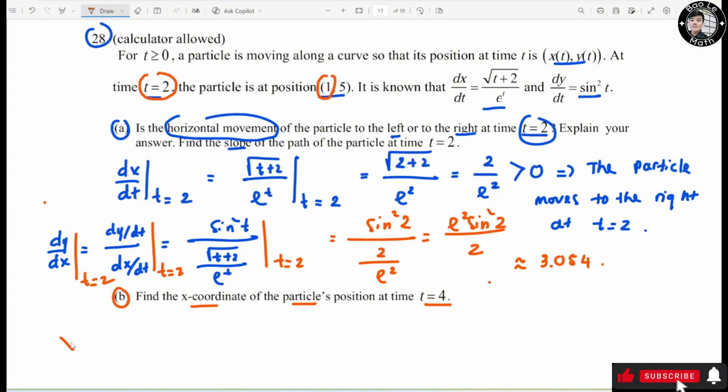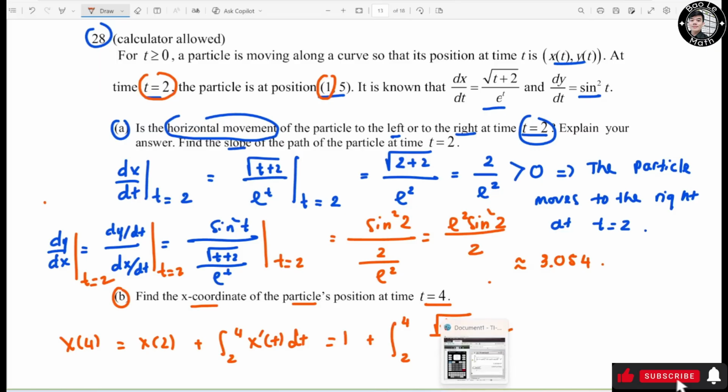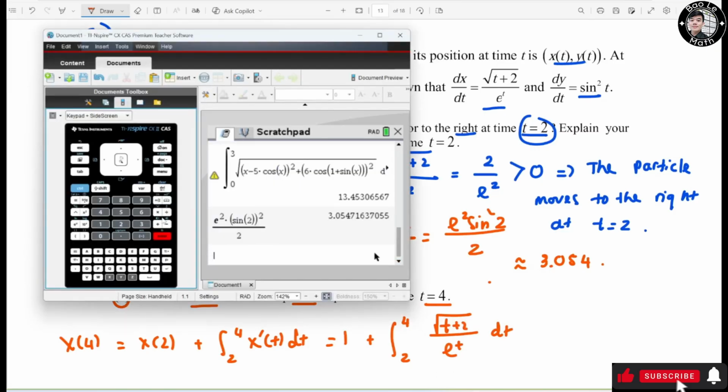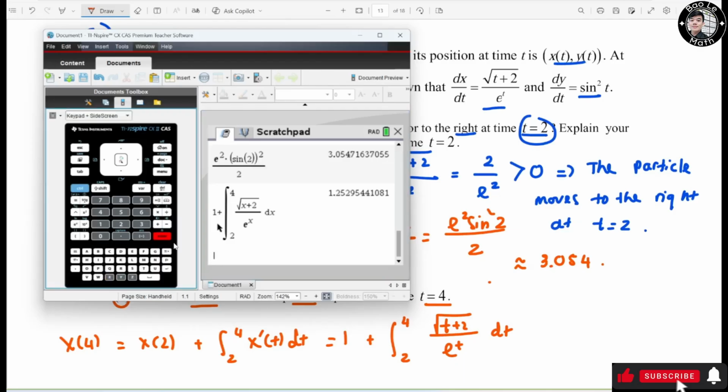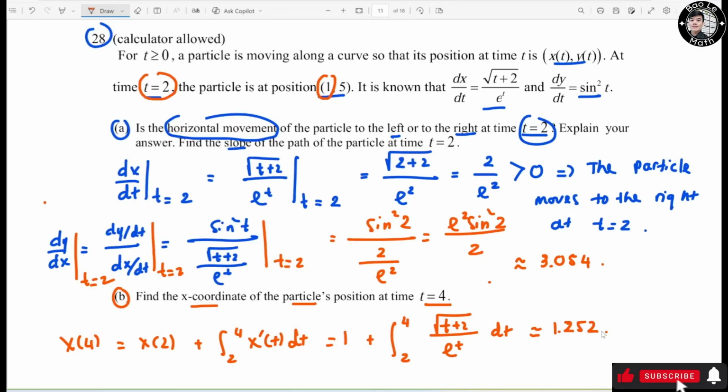So we have s of 4 equals s of 2 plus the integral from 2 to 4 of s prime of t dt, right? So we're gonna bring up the calculator. We have 1 plus, hit the button right here, input the integral. Press Ctrl Enter. It's gonna be 1.252.